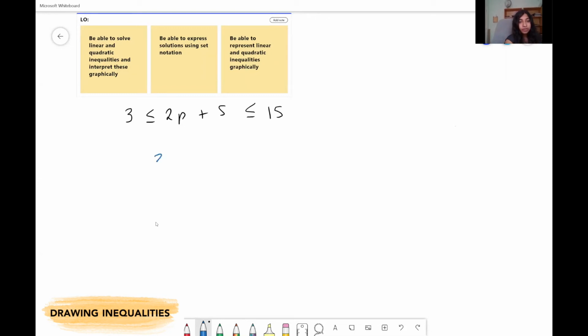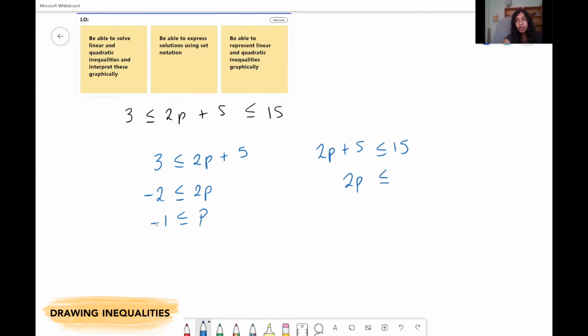So for the first bit, we split it up, so we'd get 3 is less than or equal to 2p plus 5. We'd just solve that normally, so subtract 5 from both sides to have p on one side, so you'd get minus 2 is less than or equal to 2p, so then minus 1 is less than or equal to p. Then if we do the other side, we have 2p plus 5 is less than or equal to 15, so 2p is less than or equal to, if we subtract 5 from both sides, 10. Then if we divide both sides by 2, you'd get p is less than or equal to 5.